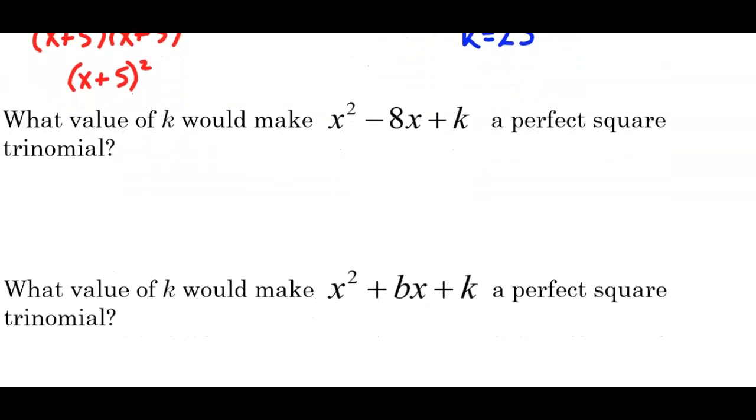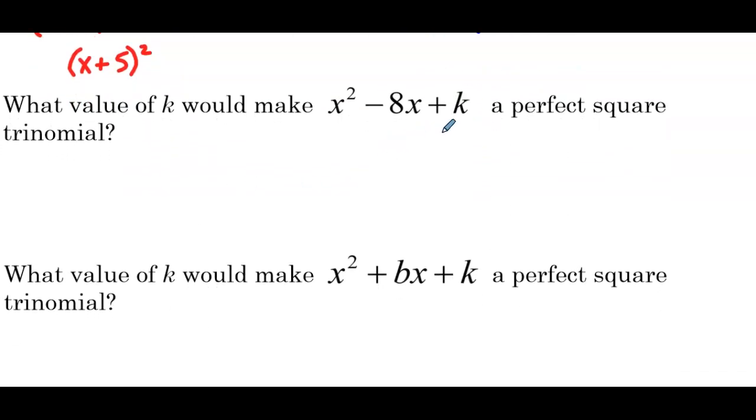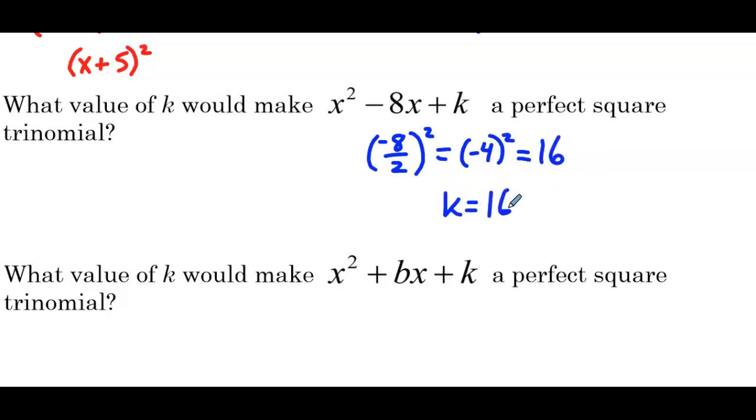Next, what value of k would make x squared minus 8x plus k a perfect square trinomial? So we're going to take the coefficient of x. So we're going to take -8. We're going to divide it by 2. And then we're going to square it. So that's going to be (-4) squared, which is +16. So if k is +16, we have a perfect square trinomial.